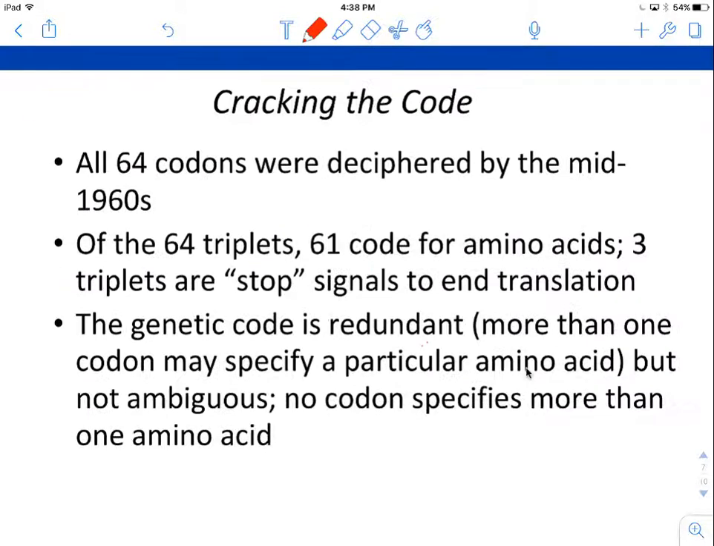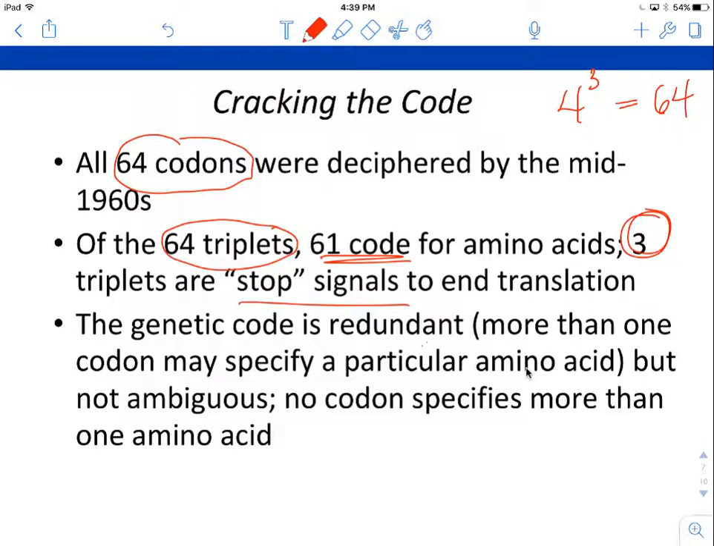So how do we figure out which 3 bases, or which codon, goes with which amino acid? There are 64 codons total. If I have 4 bases and I use groups of 3, 4 raised to the 3rd is 64. So 64 different codons. Of the 64 codons, 61 code for amino acids, and then there are 3 that are stop codons. And oddly enough, they tell you to stop.